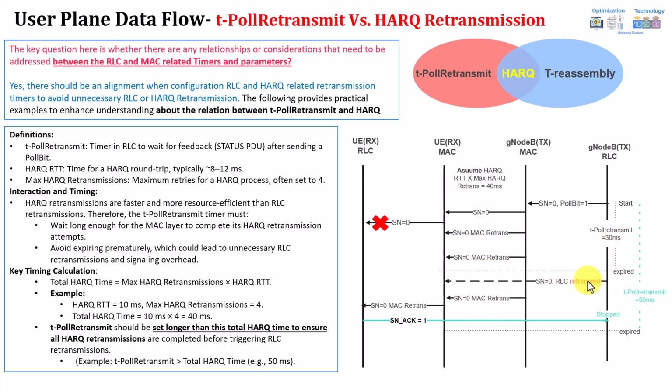So now, assume you extended the timer for the t-Reassembly retransmit to become 50 milliseconds. So instead of expiring here, it will be expiring at the bottom down here. So this will be the start and end point. In this case, you will allow the third HARQ to be completed, which is that part.